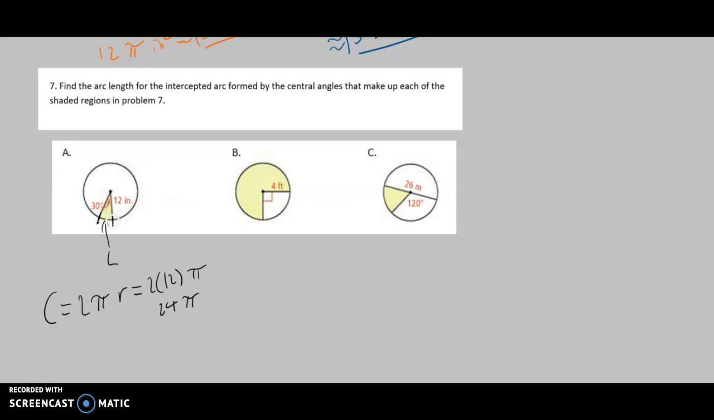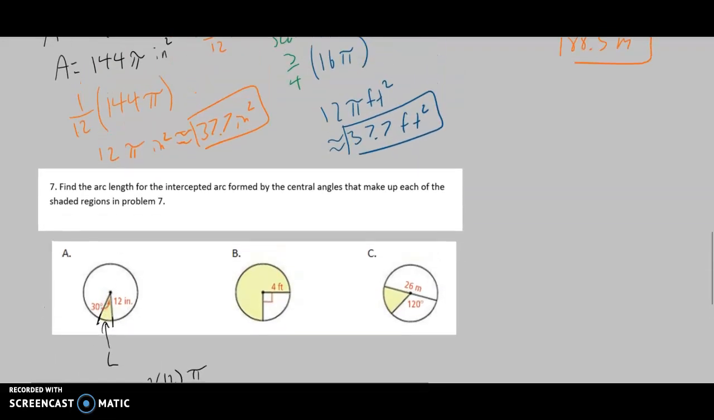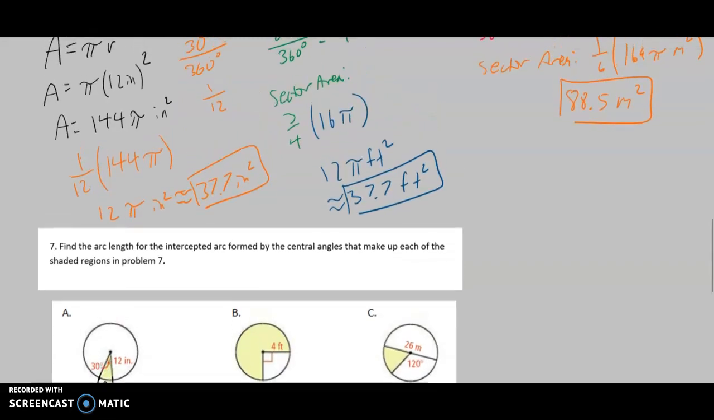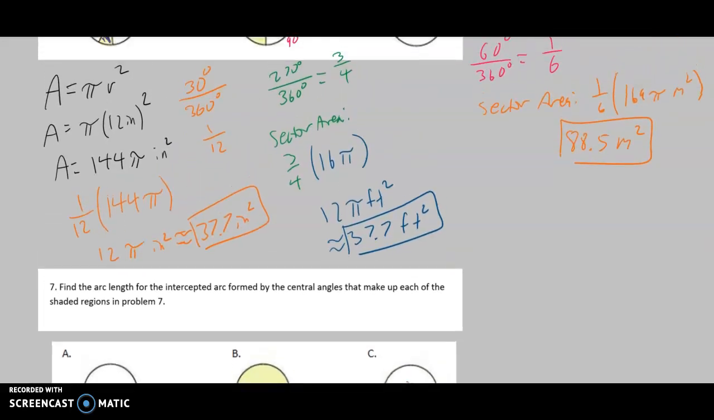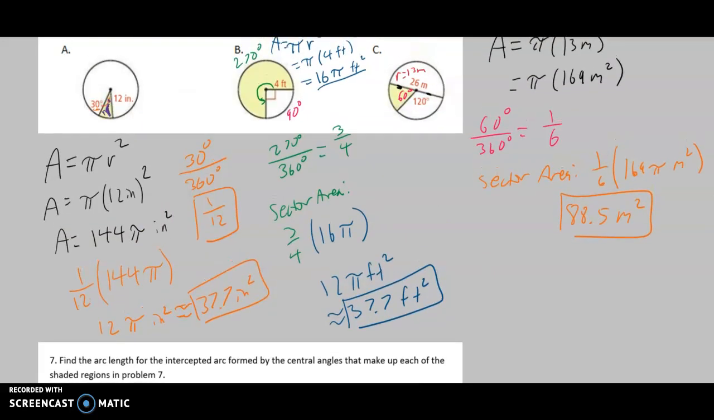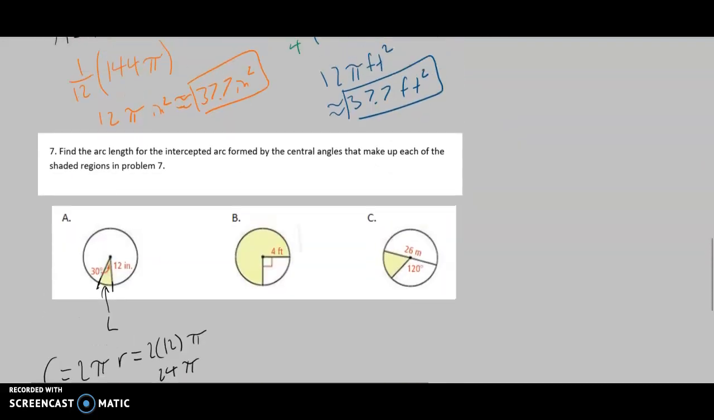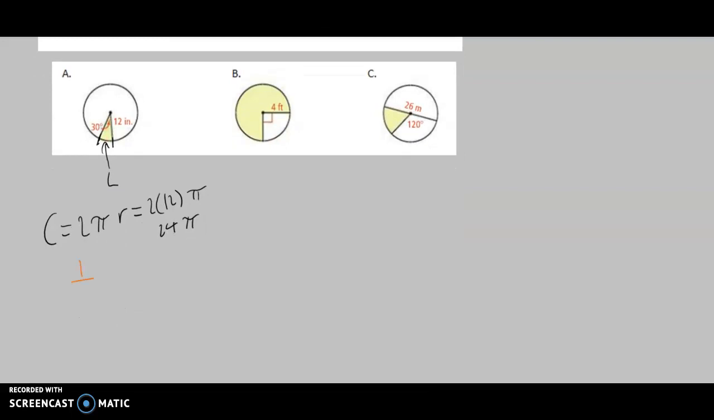But now I want to know just the distance I would travel if I was just going along this arc right here from this point to this point. So to find that, we're going to do the same process. This is a fraction of the entire circle. It's 30 degrees of a possible 360 degrees. So just like we did up here, we said that this shaded area right here is 1/12 of the entire circle. So instead of calculating 1/12 of the area, now we're going to calculate 1/12 of the diameter. I'm sorry, the circumference. 1/12 of the circumference of the circle, which we said was 24 pi inches.